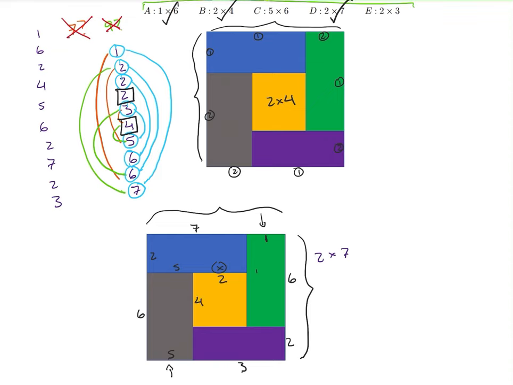So we can now see that we have the given blocks. This is my 2x4 block, this is my 2x7 block, my 1x6 block, my 2x3 block, and my 5x6 block, with the sides oriented as shown.